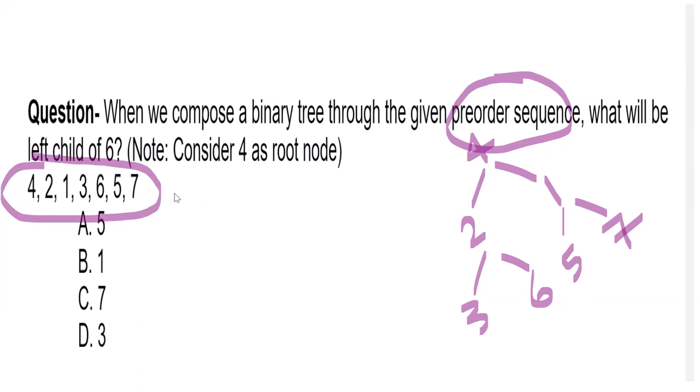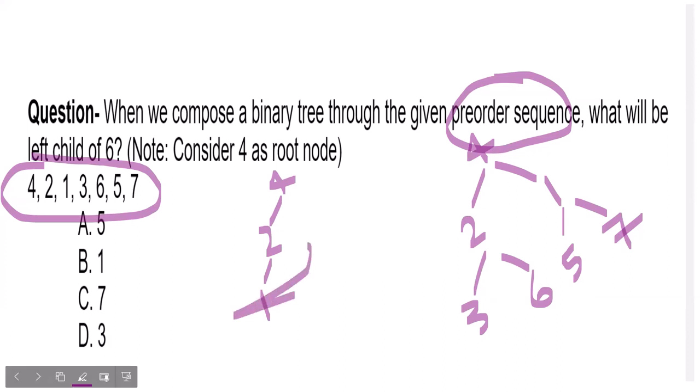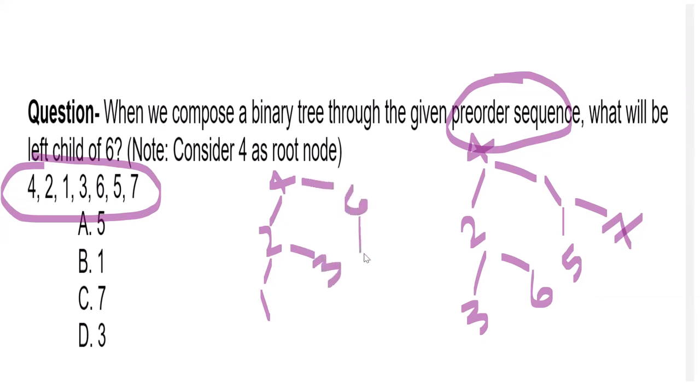Okay, so I will tell you how it will actually be created. 4, then there would be 2 and 1, because we already know the height will be 2, right. Height is calculated: this is 0, this is 1, this is 2. So 4, 2, 1, then this 3, then this 6, then this 5, and then 7.